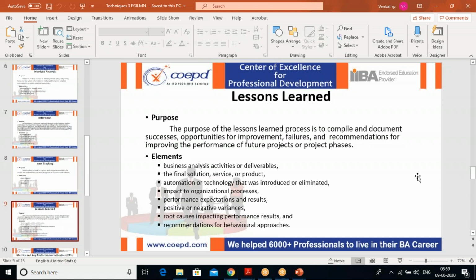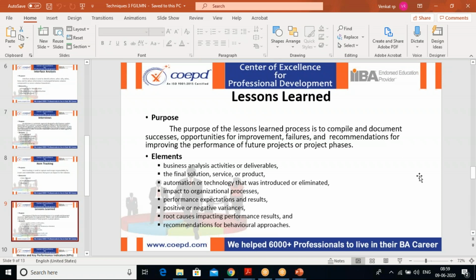And then the lessons learned document. Once we have completed working on any process or project, what challenges have you faced, why did we face those challenges, how can we avoid those challenges, and what precautions do we have to take to avoid them.